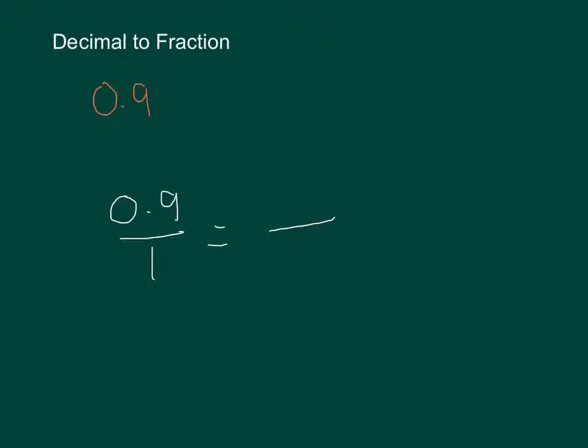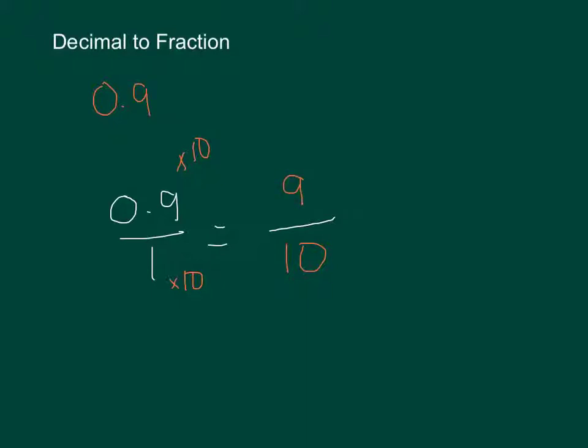And so that I know if I multiply 1 times 10, I will get 10. So if I go 1 times 10, I know I will have a denominator of 10 on this side. However, whatever I do to the denominator, I have to do to the numerator. So I'm also going to multiply 0.9 times 10, and that gives me 9.